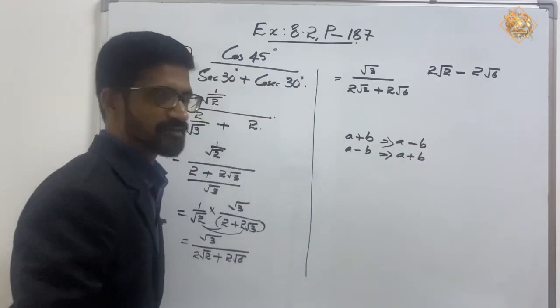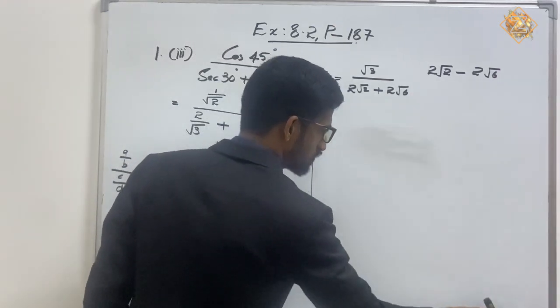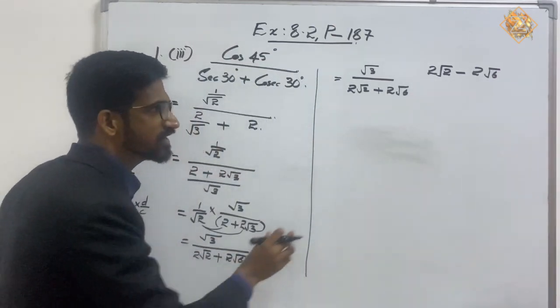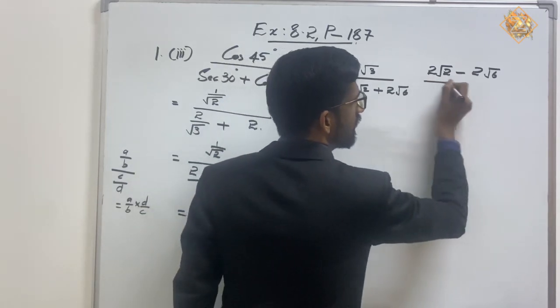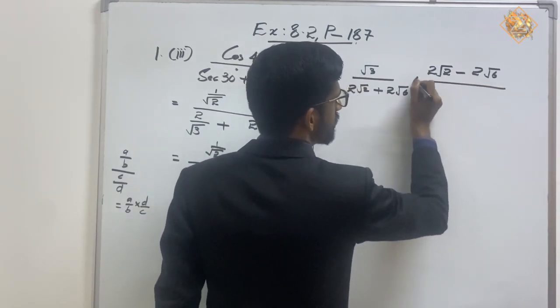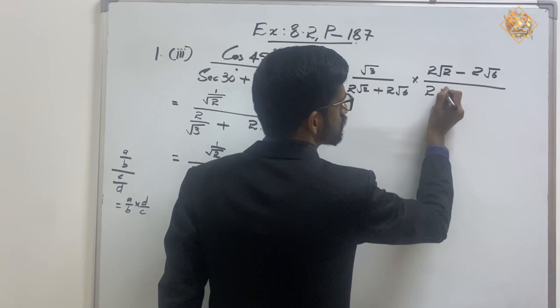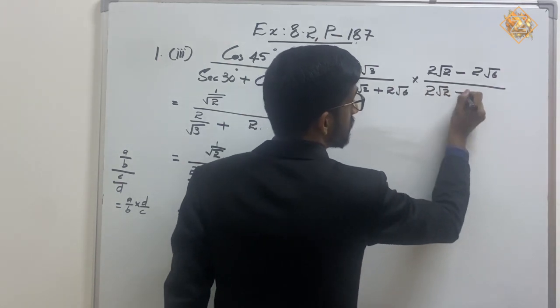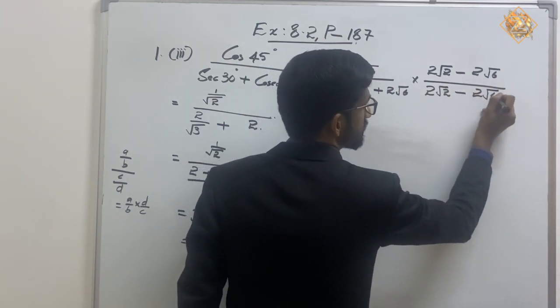Okay, hope it is clear. So taking the conjugate of the denominator, we multiply and divide by 2 root 2 minus 2 root 6.